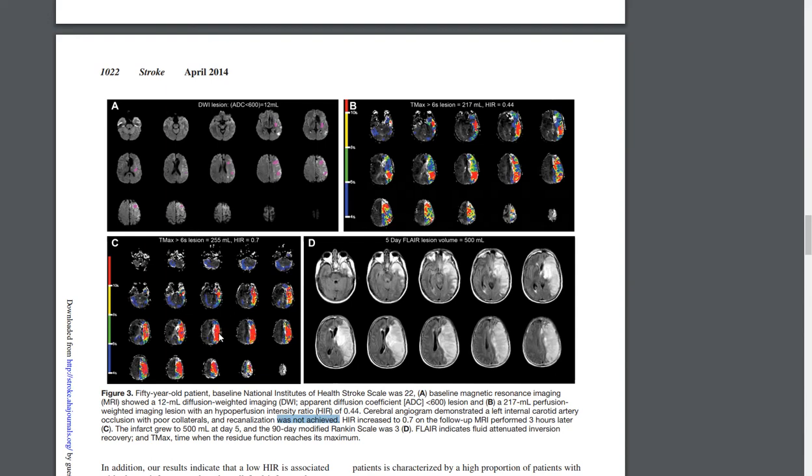The red goes with collateral. The more red you see, the less the collateral. That means it's better not to waste your time transferring from a local small hospital to a stroke center, because there's not much time left, not much hope left because of the lack of collateral. The more collateral you see, the longer window that patient has to come over for treatment.